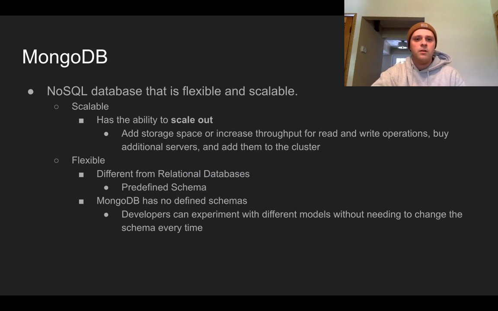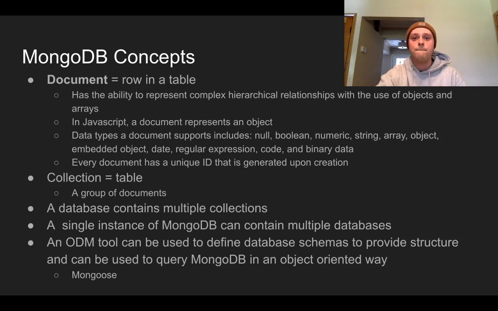Now moving on to MongoDB. MongoDB is a NoSQL database that is both flexible and scalable. It is scalable because it has the ability to scale out, and flexible because it is different from relational databases in that it doesn't have a predefined schema. So developers can experiment with different models without needing to change the schema every time.